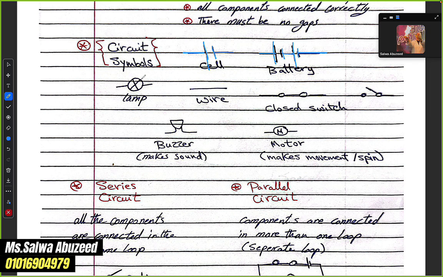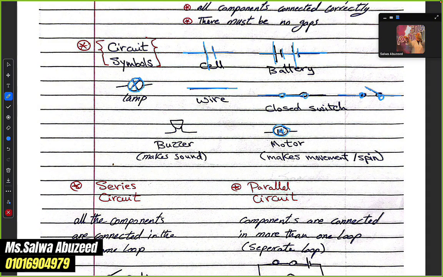To draw a lamp, you draw it like a circle and an X. A wire is just a simple wire, a line. If we're going to say a closed switch, you're going to do 2 circles and a line in between. If it's an opened circuit, which is going to be because of an open switch, you're going to do it this way. This is called an open switch. If it's a motor, you're going to draw a circle with an M in the middle.